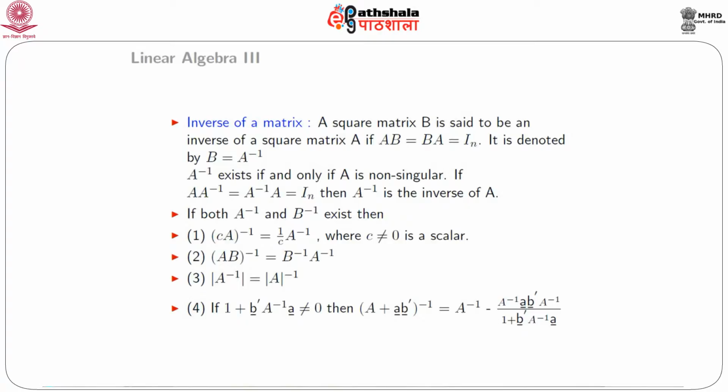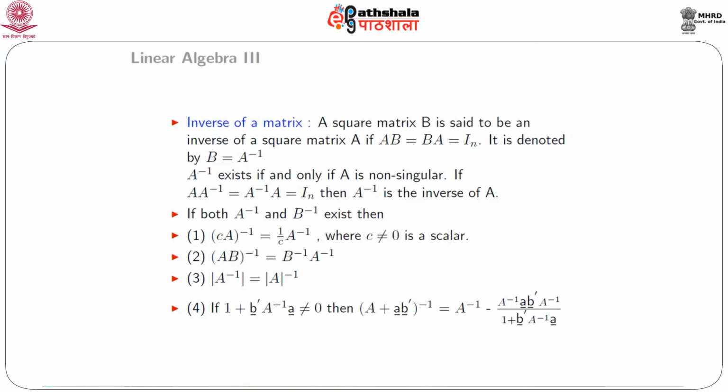4. If 1 plus B transpose A inverse A is not equal to 0, then (A plus AB prime) inverse equals A inverse minus A inverse A B inverse A inverse divided by 1 plus B transpose A inverse A.